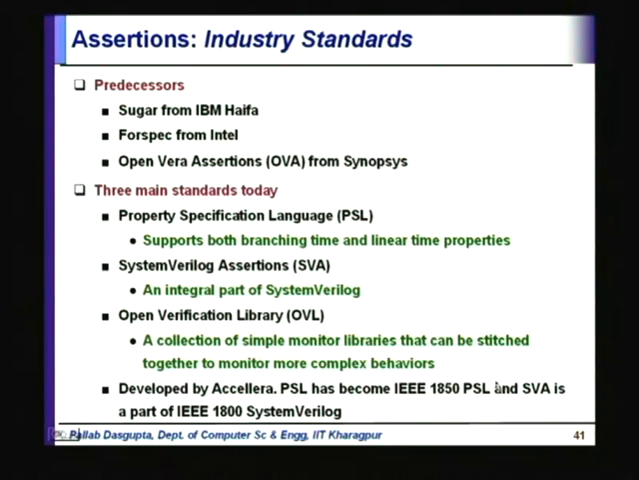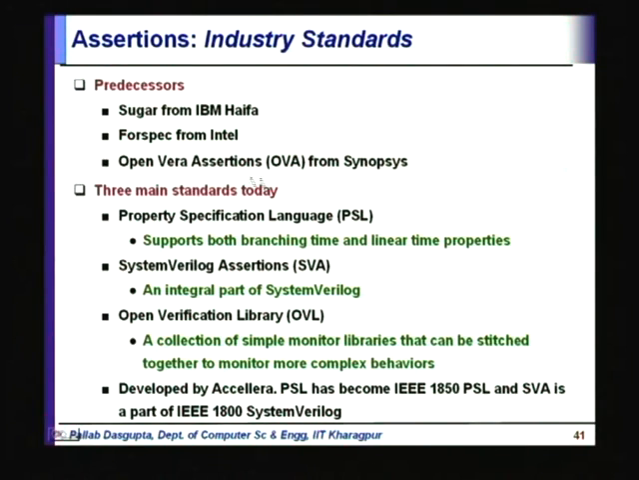So, if we look at the industry standards, there are some predecessors who came up with their own languages, and then slowly those got imbibed into the standards committees. So, the original ones were Sugar from IBM Haifa. So, that is one language. Then Intel had its own language called ForSpec, and Synopsys had a language called OpenVera Assertions.